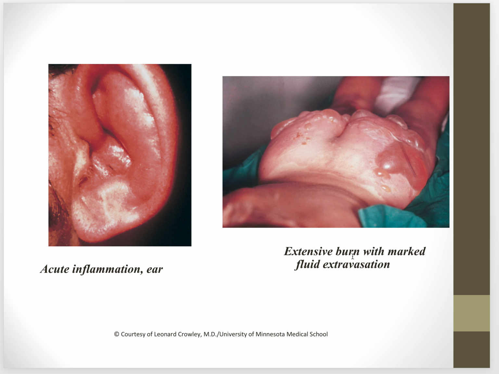So extensive burn with serous exudate, and when the fluid leaves the vessels, which is where we hold most of our fluid as plasma, we call that extravasation. So this is fluid extravasation forming this serous exudate, which is going to serve as a way to dilute any pathogens that might be in that area, but also kind of coat the damaged tissue.